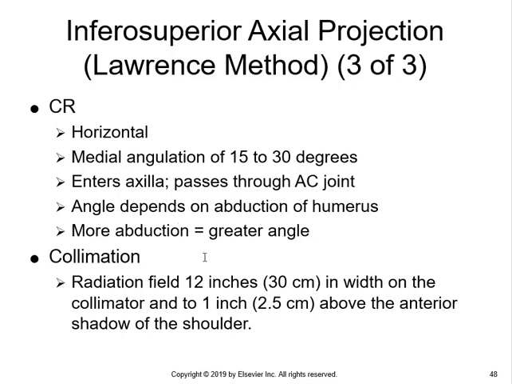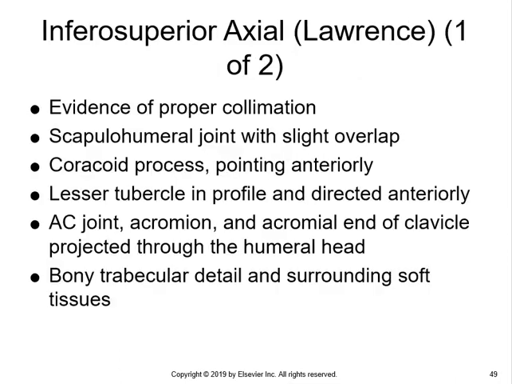More abduction, greater angulation. You're going to use a 10 by 12 image receptor with the 12-inch measurement going parallel to the humerus. Again, granted, the patient can abduct their humerus that far.